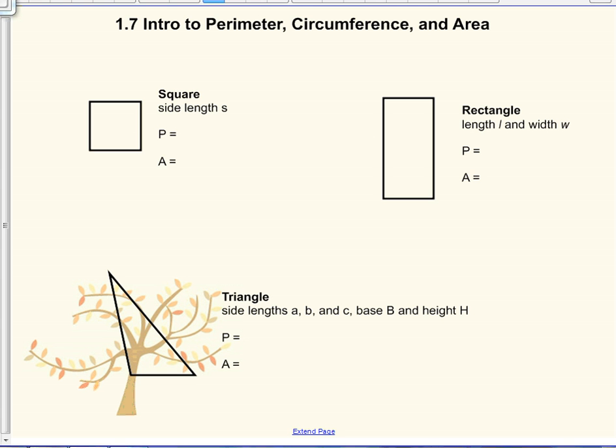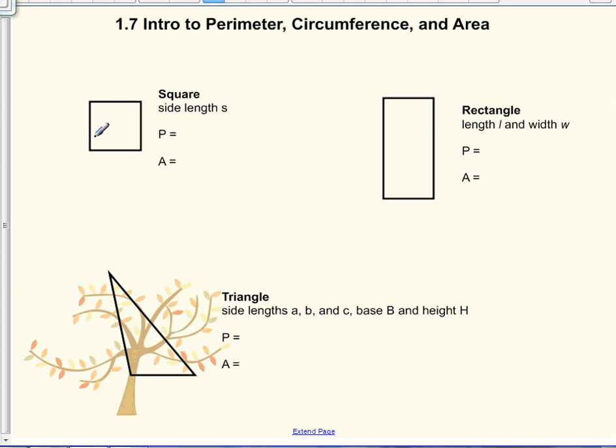Today we're going to be talking about perimeter, circumference, and area of different shapes such as squares, rectangles, triangles, as well as circles. This should be review for you. However, we will be going over 2 additional postulates today that you will need to add to your notebook. So first of all, we're going to talk about perimeter of these different shapes.